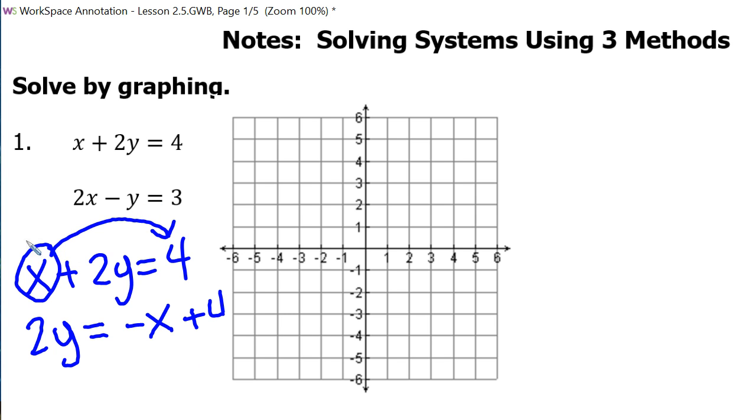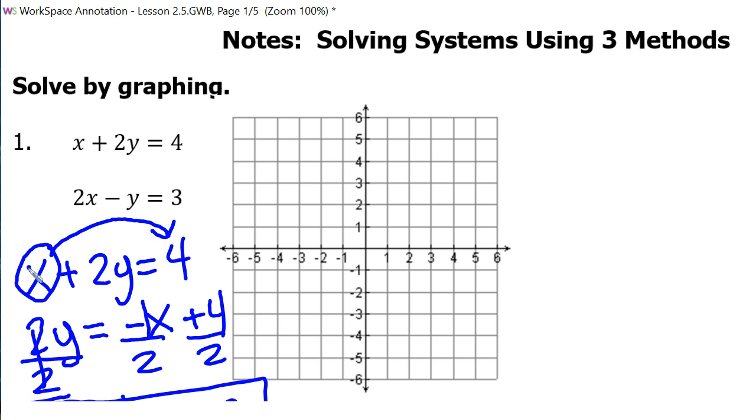Now we have to get rid of the 2 out front. How do we get rid of that 2 out front? Divide it all by 2. So that gives us y equals, what number is in front of this x? Negative 1. So what fraction do you see? Negative 1/2, so there's our slope. And what's 4 divided by 2? 2. So that first equation is ready to graph.